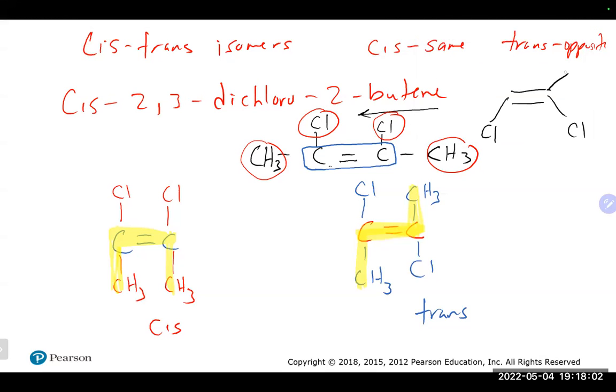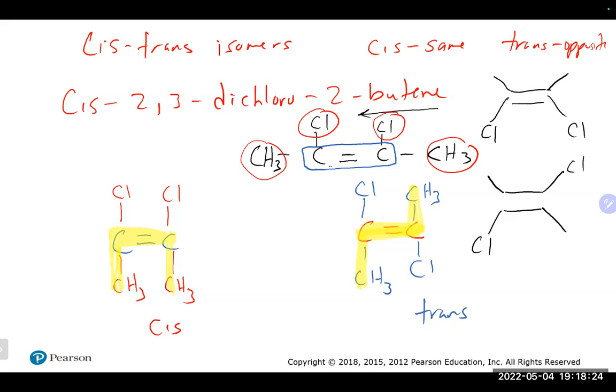So you would just draw a line up and a line up, and those would obviously be the methyls and our chlorines there. Or if you wanted to do trans, you could do a chlorine and a chlorine and a methyl basically. Here it would look something like that. Any questions on that there?